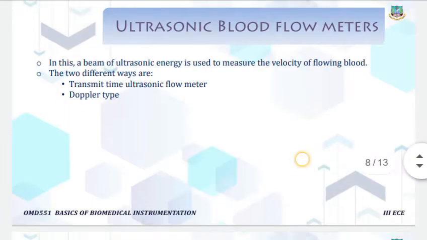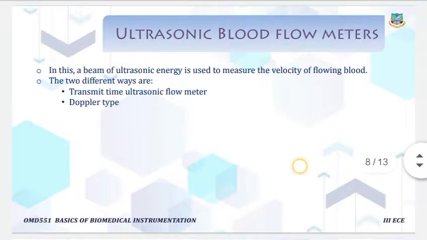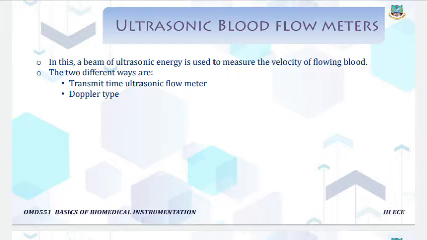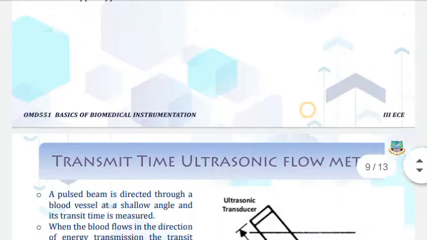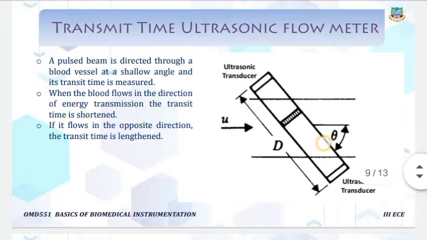There are two different types: the transit time ultrasonic blood flow meter and the Doppler type. These two depend on ultrasound. First we can see the transit time ultrasonic blood flow meter.